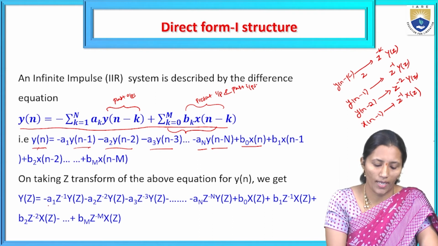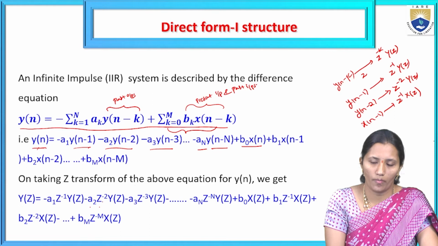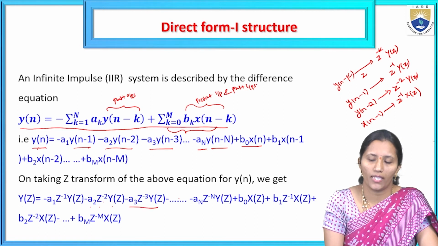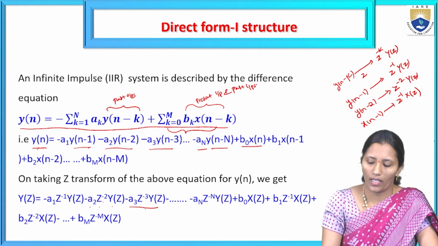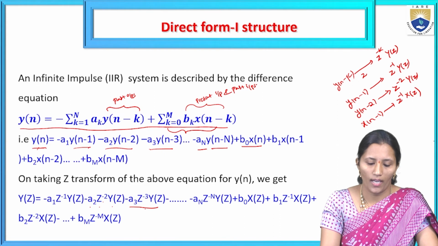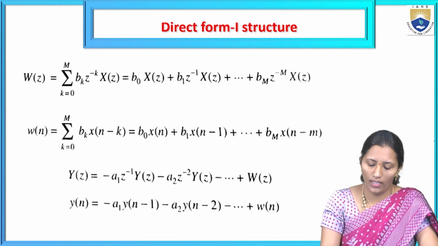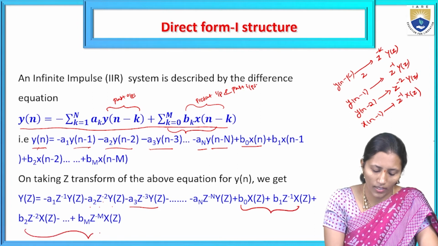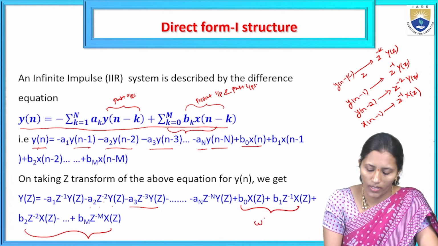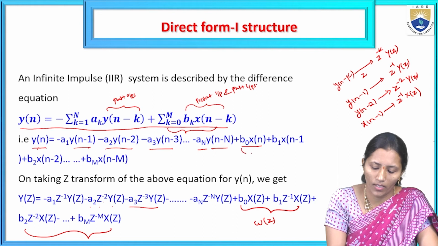Y of z is equal to minus a1 z power minus 1 y of z. For minus a2 y of n minus 2, we write minus a2 z power minus 2 y of z, and a3 y of n minus 3 becomes a3 z power minus 3 y of z. Like that we apply the z transform to the expanded difference equation. And whatever the input terms are there, we are taking that as W of z, or in the difference equation W of n.